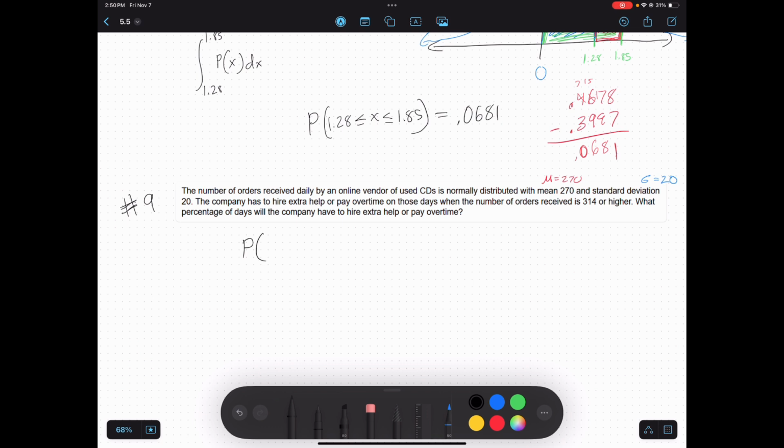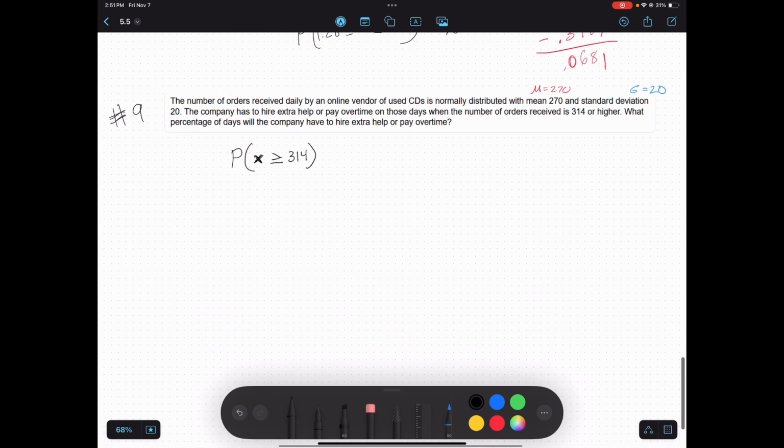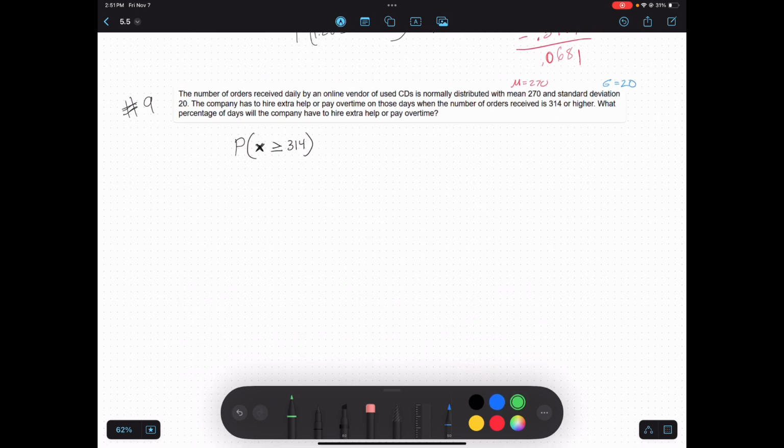I'm looking for the probability that the number of orders, which is what X will represent, is greater than or equal to 314, because if that happens, then they have to pay overtime or hire extra help. So that's what we're concerned about here. So what do I do with this?